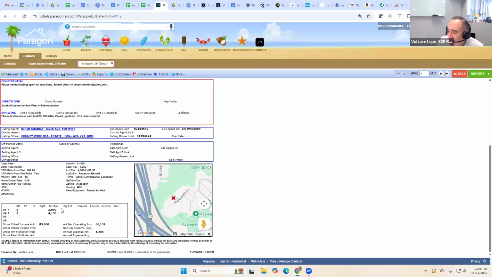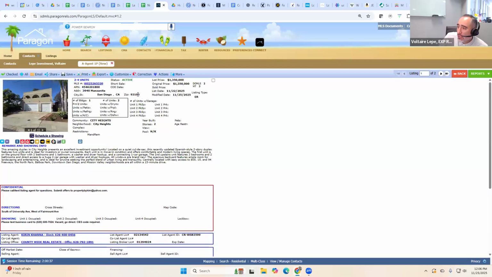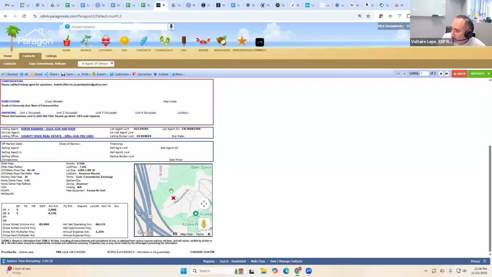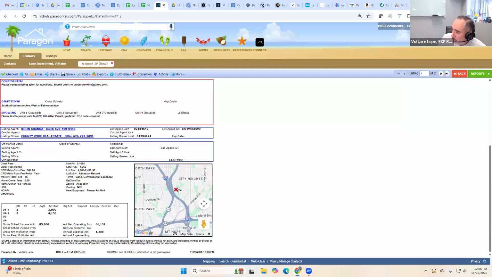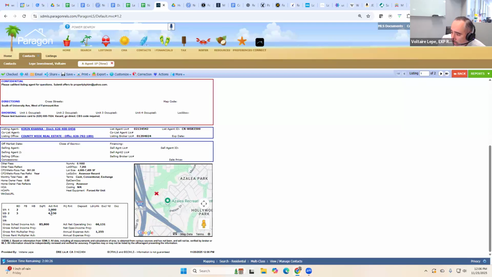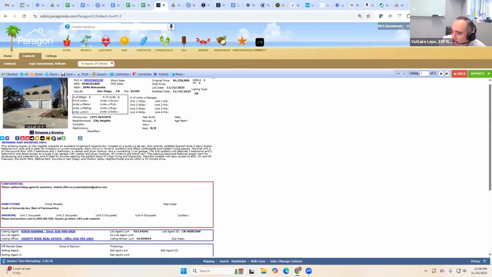Now, with that being said, and by the way, this is in the hood, 92105. As I look closer, it looks like this is Azalea Park. But the crazy part is the rents. It says actual rents, so this is $7,150 a month, which doesn't sound right. $4,100 for a three bedroom and $3,000 for a two bedroom. It sounds way overpriced as far as rents.